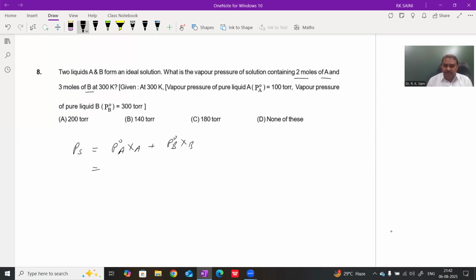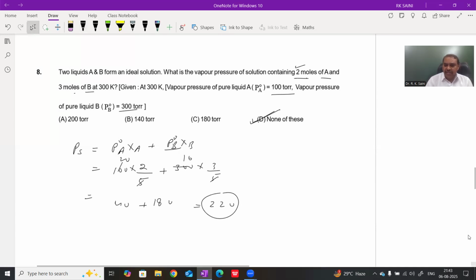Putting in the values, the vapor pressure of A is given as 100 torr and its mole fraction is 2/5, since its moles are 2 and the total moles are 5. The vapor pressure of B is 300 torr and its mole fraction is 3/5. On solving, this is 40 plus 180, and hence the total vapor pressure is 220 mmHg. Therefore, the answer is D.